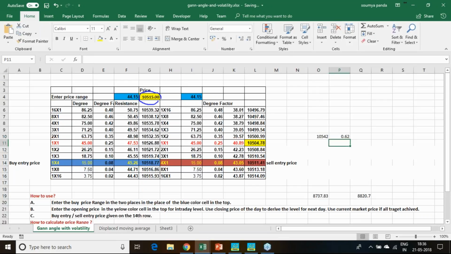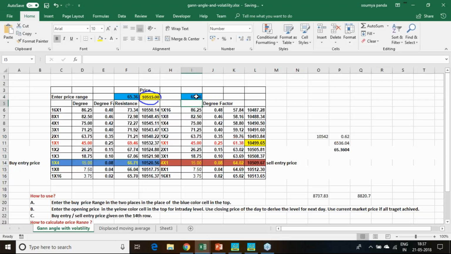0.62 is the daily volatility. Now I will be multiplying this one, and this result I need to divide it by 100. So as per this particular volatility of 0.62, 65 points of price movement is expected in the Nifty. So I will be just entering the 65.36 here.